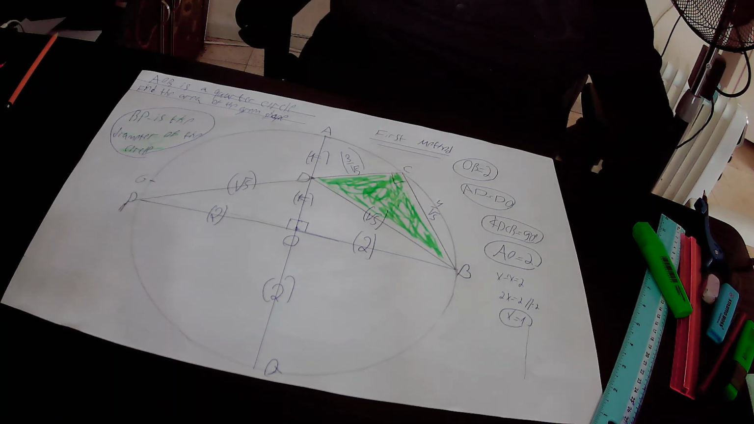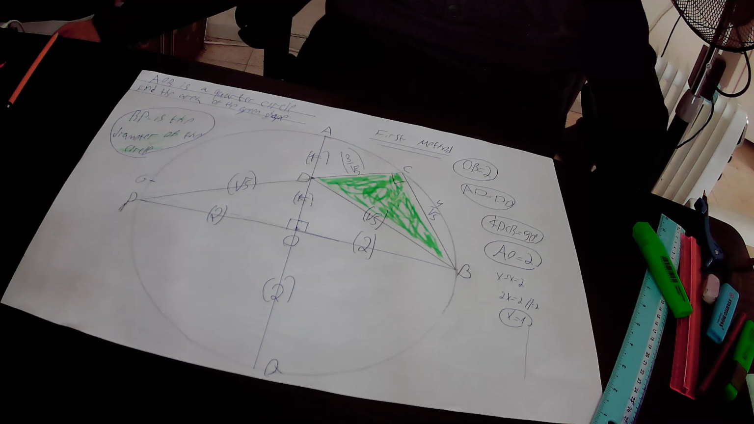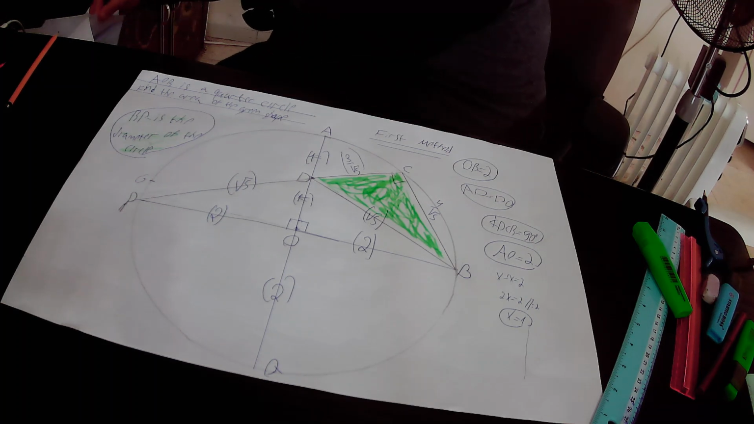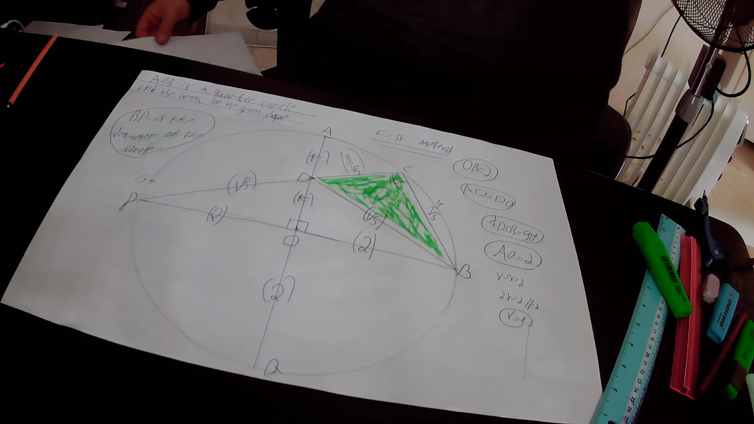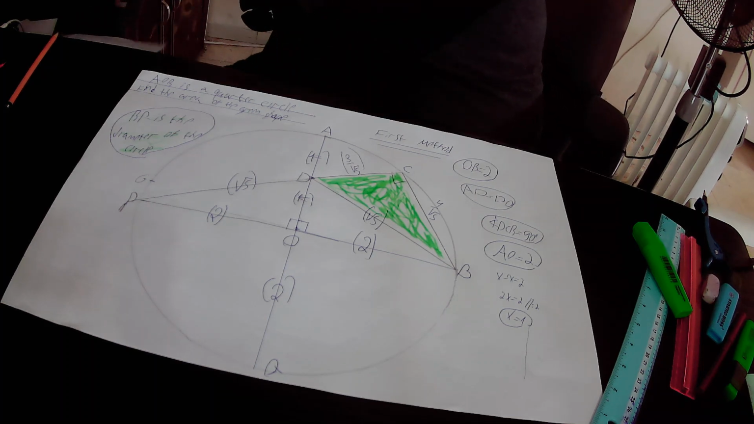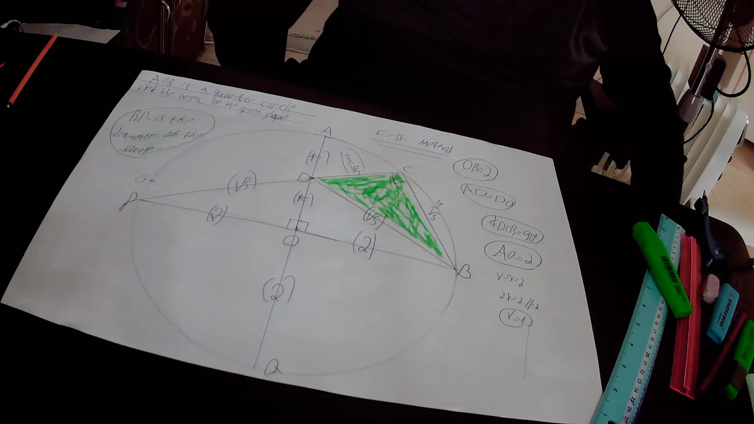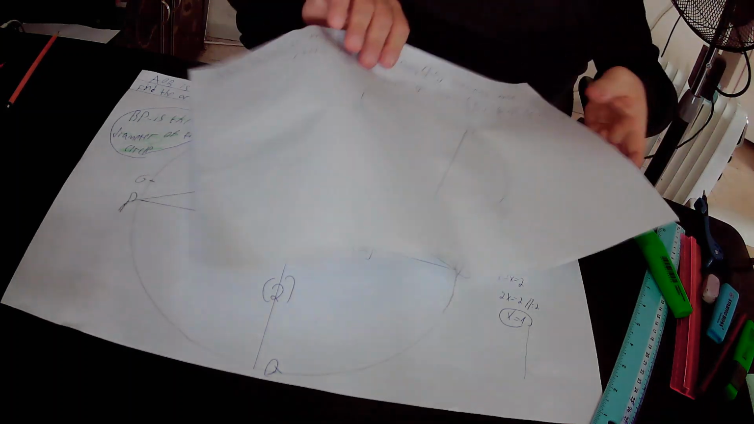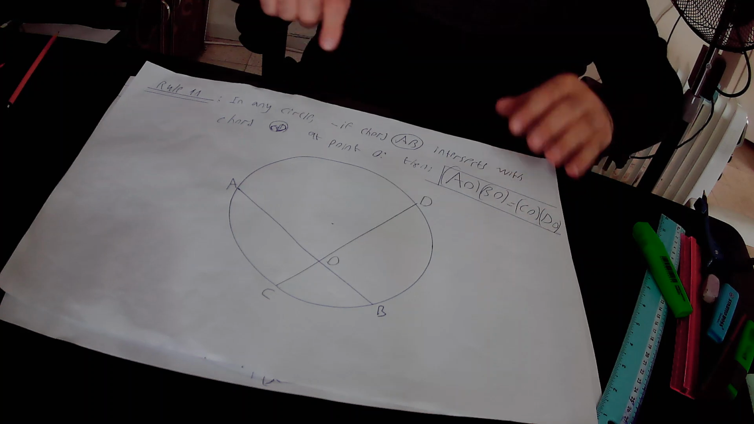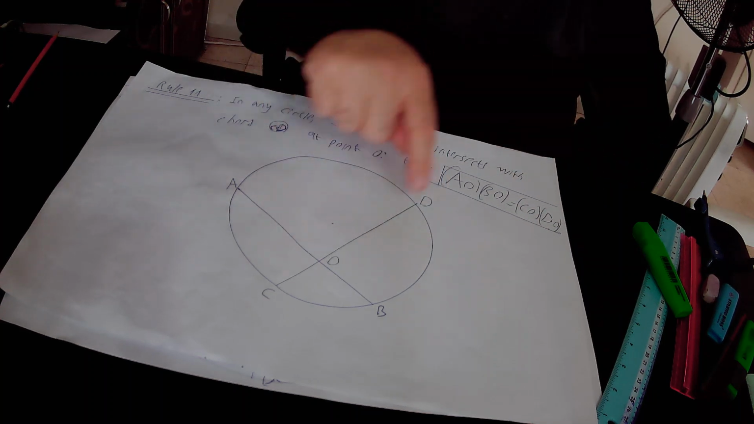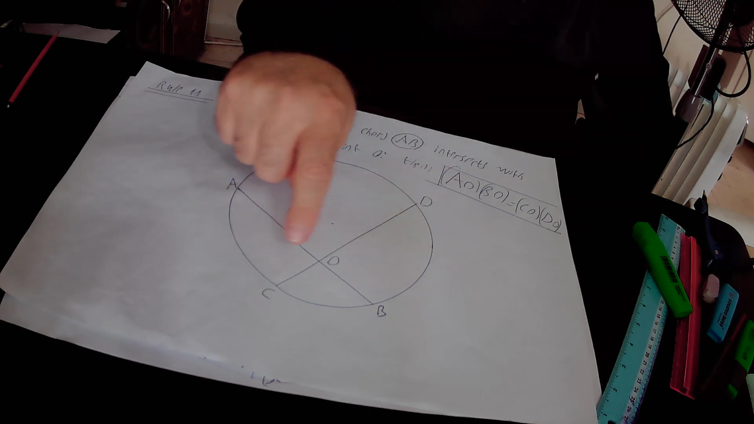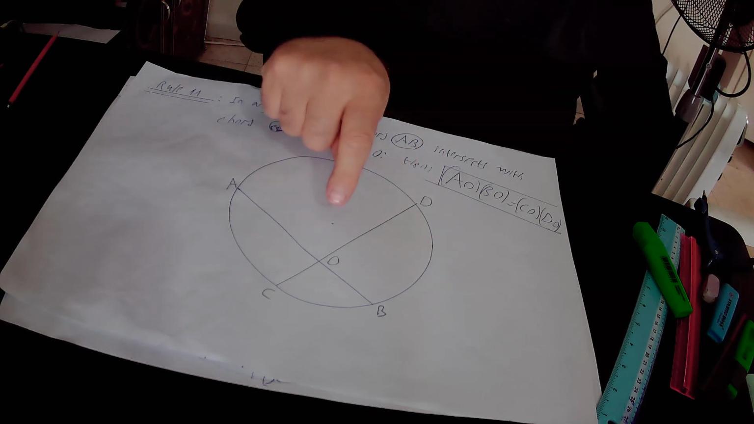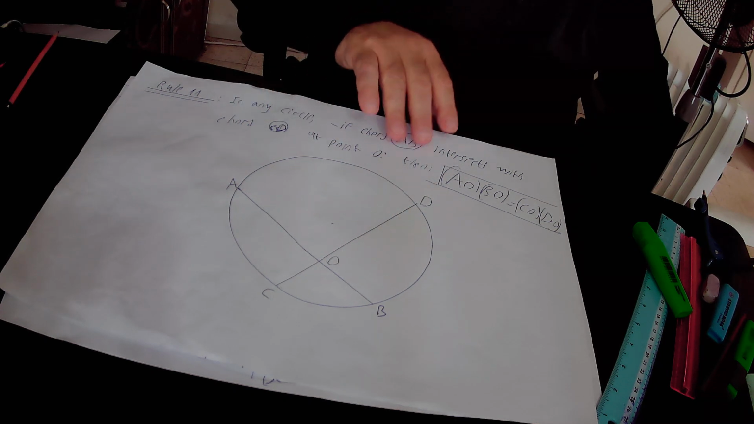Here we can implement rule 11. I'll repeat quickly rule 11. According to rule 11, if chord AB intersects chord CD at point O, then the following equation will be true: AO times OB equals CO times OD. Again, AO times OB equals CO times OD.